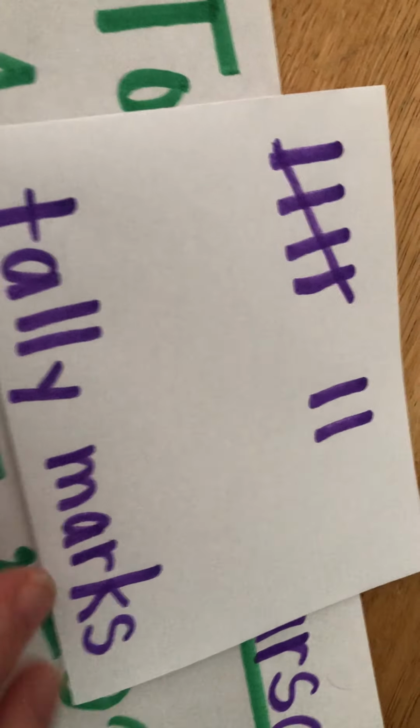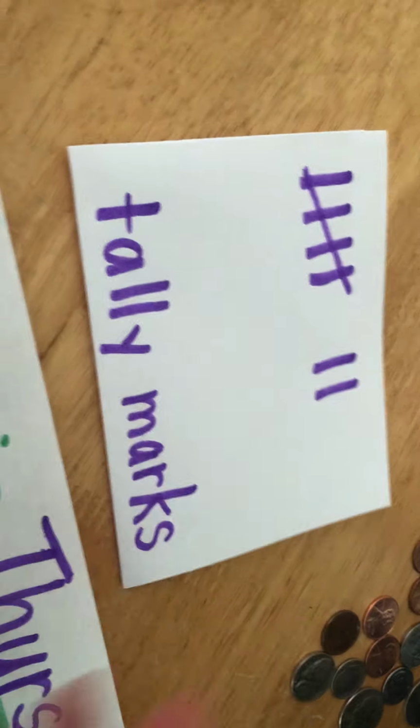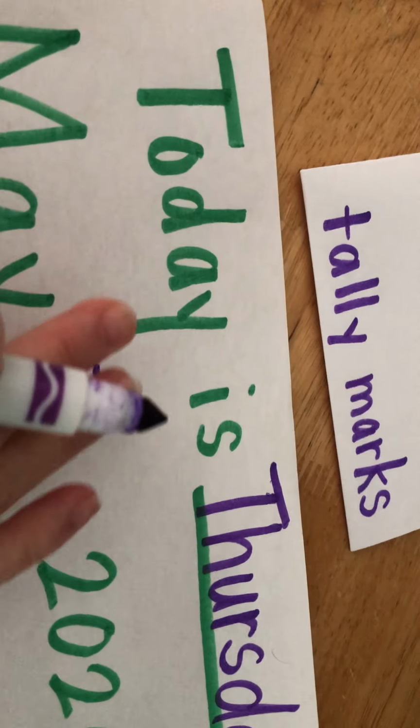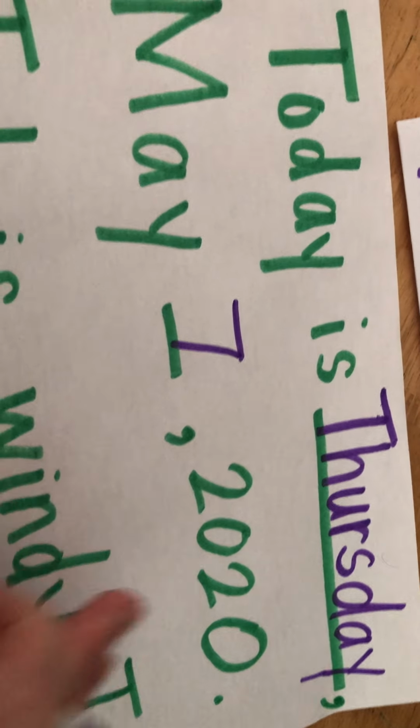All right, so let's go ahead and take the number of tally marks that we counted and show the number 7. And 7 looks like that. So let's read our date. So today is Thursday, May 7th, 2020.